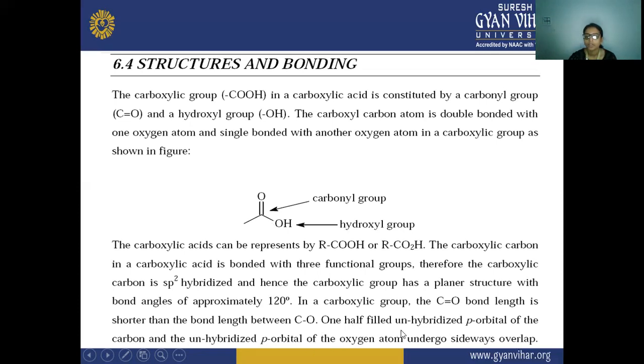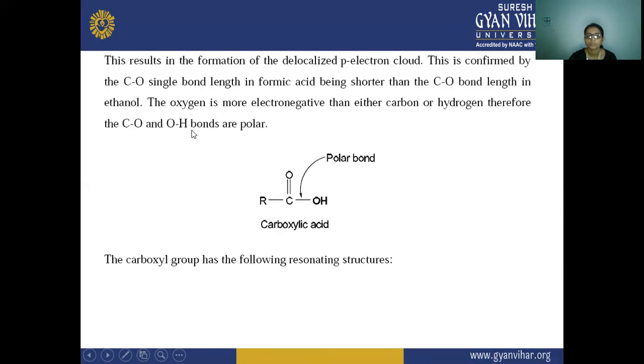The half-filled unhybridized p orbital of the carbon and the p orbital of the oxygen atom overlap sideways. This results in the formation of a delocalized pi cloud. So because of the delocalization, the C-O single bond length in formic acid is shorter than the C-O single bond length in ethanol. So this is the carboxylic acid, and this is a polar bond due to the presence of the OH group.